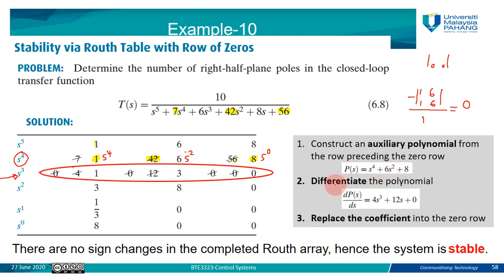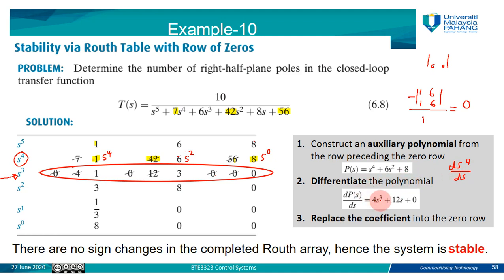We need to differentiate this polynomial, so we find the derivative of this equation. For the derivative of a term with a power, for example s to the power of 4, if I want to differentiate s to the power of 4, the derivative with respect to s will be 4s cubed.